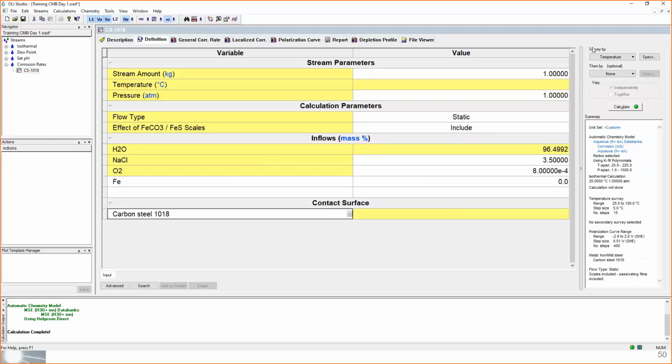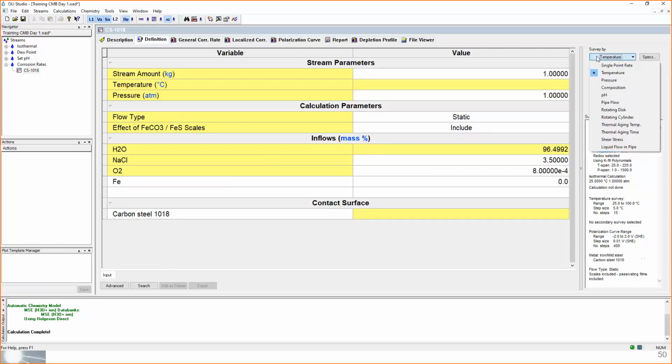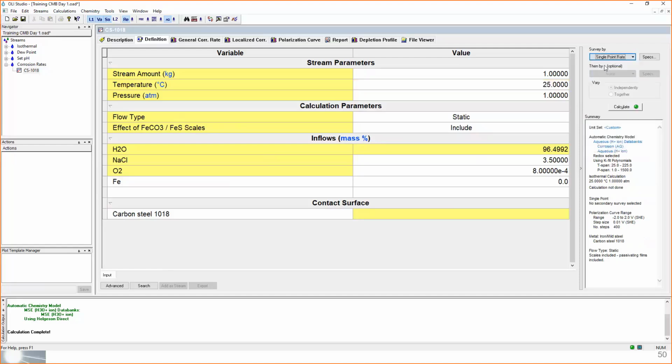To the right, you'll see that it's very similar to a single point. The default always is to calculate the corrosion rates as a function of temperature. But in this case, I want to calculate a single point rate. So just click on temperature and make sure that you select single point rate. Okay. And now we're ready to calculate. You'll see that there is the calculate button here. We can go ahead and calculate.